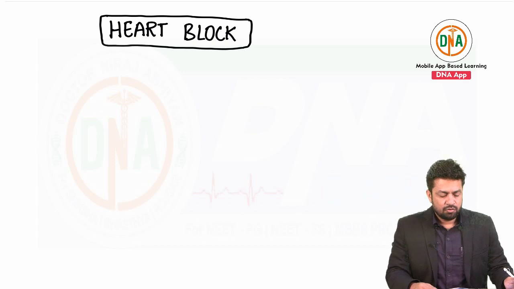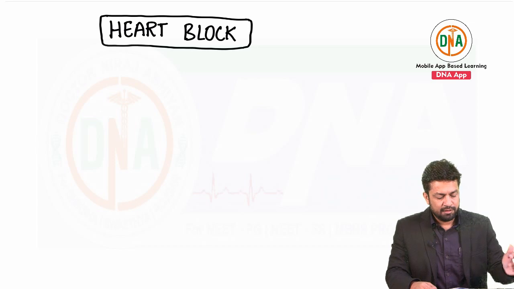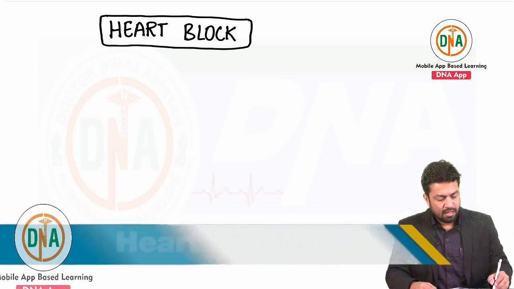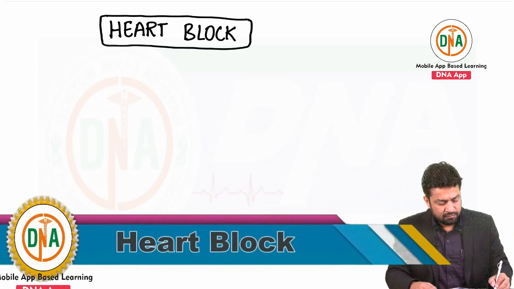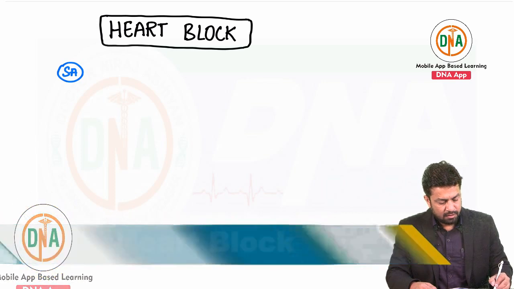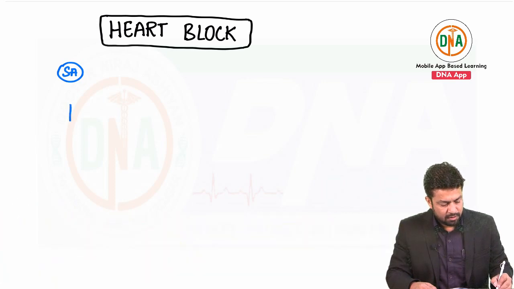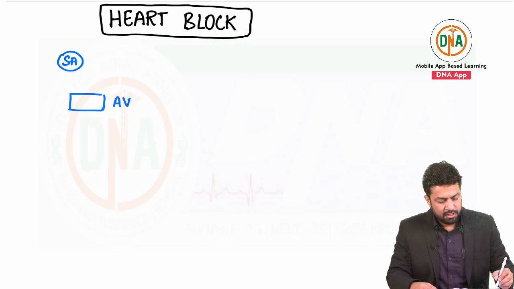So welcome back guys to this section of our bradyarrhythmias. In this we will be dealing with the heart blocks. We know that we have a beat that generates from our SA node, and from the SA node it will come onto the AV node, and later on it will pass on into the ventricle.